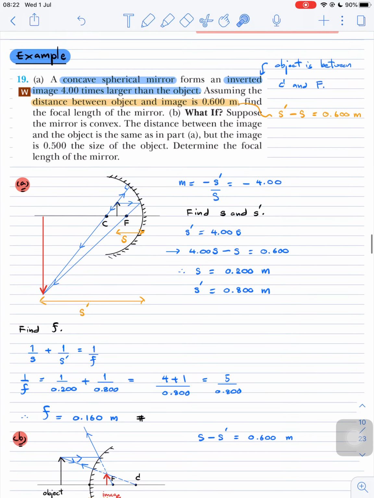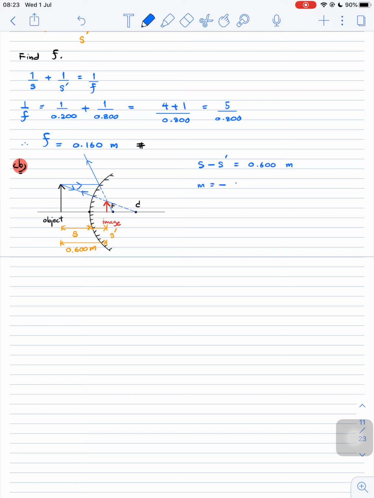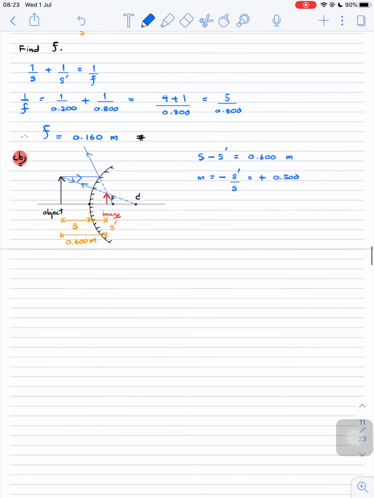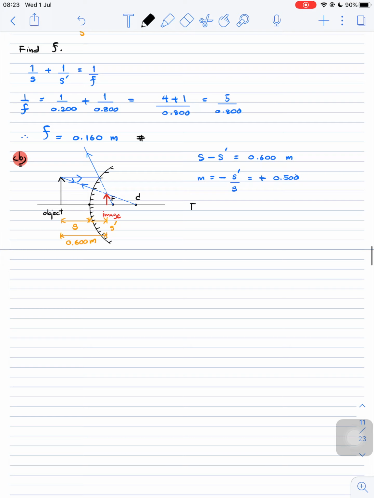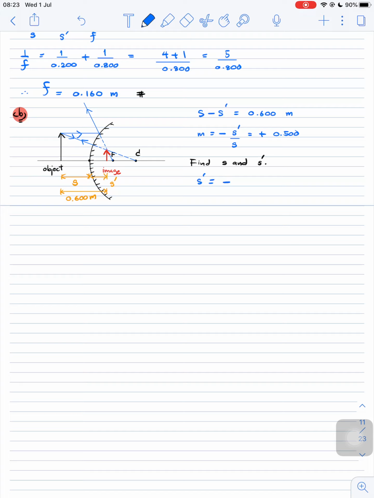Then the image is 0.5 the size of the object. So we have M equal to minus S prime over S, equal to plus 0.500. This positive sign means that the object and the image point in the same direction, so there must be a positive sign here. Then again, we want to find S and S prime first. From this equation, can we say that S prime equals minus 0.500 of S?